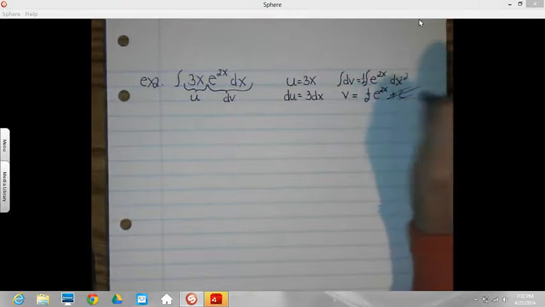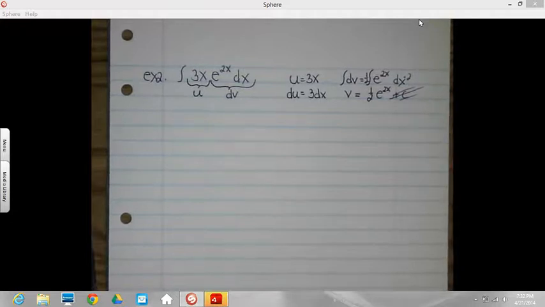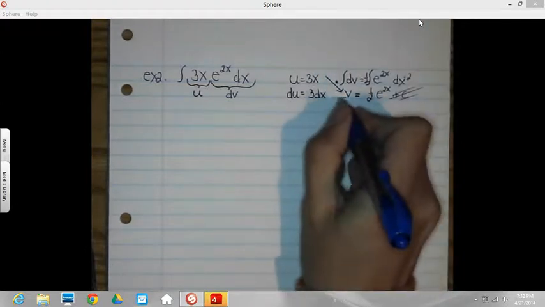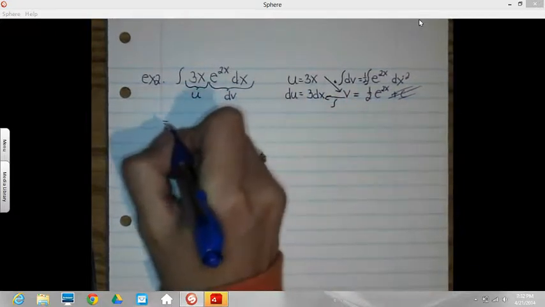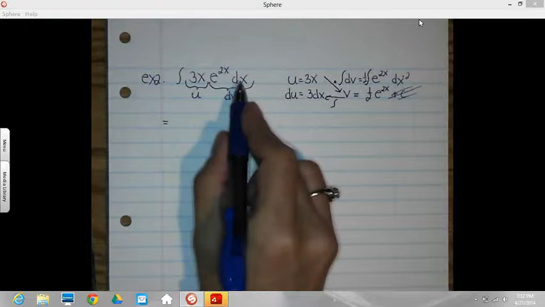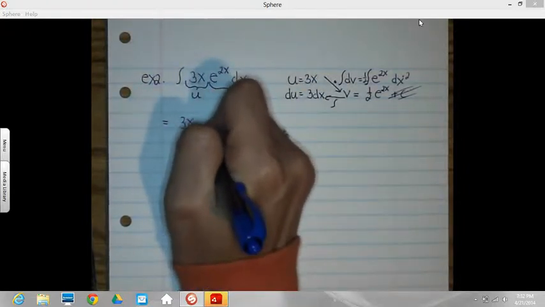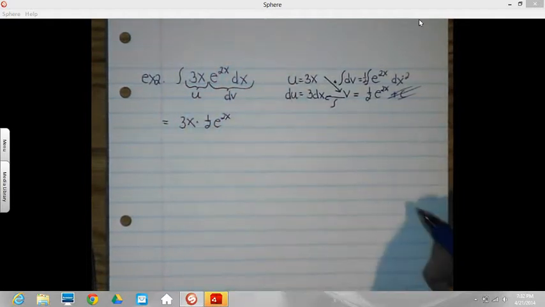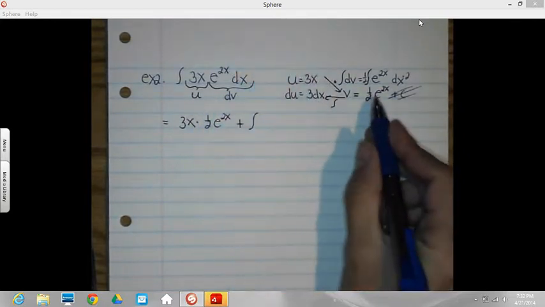Okay, now how does the integration by parts formula work? Well, you don't have to keep looking back. It's these two multiplied, and then the integral of these two multiplied. So, to get this antiderivative, I need 3x times 1/2 e to the 2x plus the integral of this times this. So 3 times 1/2 is 3/2.